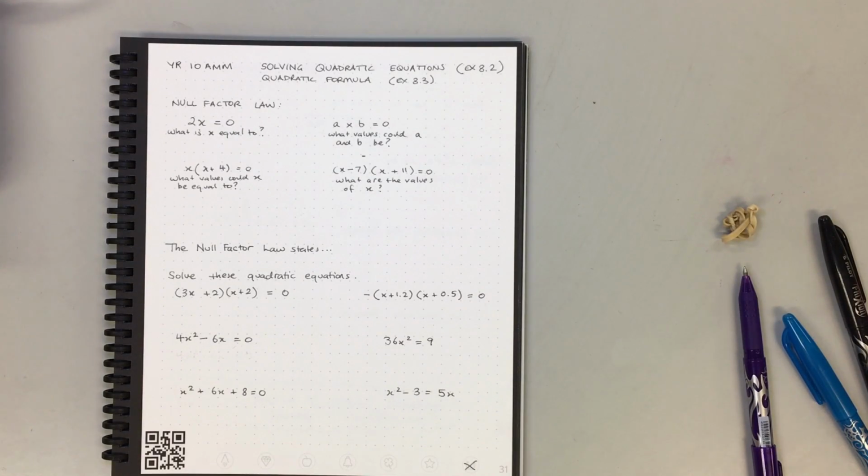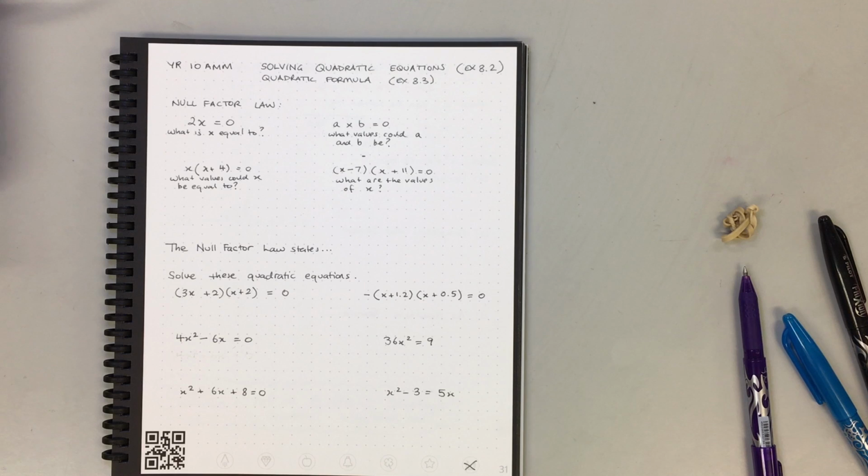In today's lesson, we're looking at solving quadratic equations. So this is looking at the notes in front of you. What we've been doing so far with our quadratic expressions and equations is factorizing them, putting them into brackets.